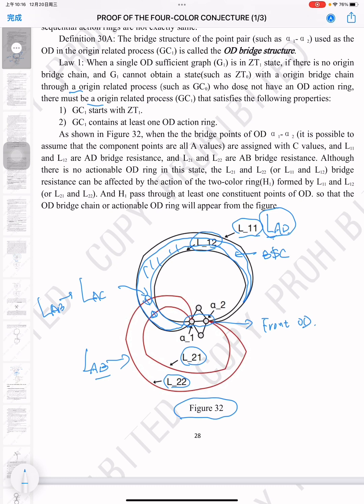So this operation may create new actionable OD rings or origin bridge chains. Maybe here.